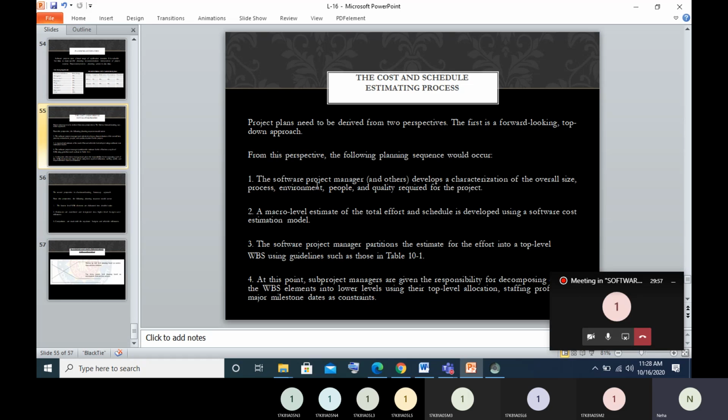And the software project manager partitions the estimate for the effort into top level WBS utilizing some guidelines, as we have seen in previous management environment division of the budget, 10%, 10%, 15%, 25% to implementation. So according to that, the manager partitions the estimate of the effort into top level WBS. The project manager also divides the schedule into some major milestones, like the particular dates on which the task is to be completed, and he partitions the effort into some staffing profile by utilizing some guidelines.